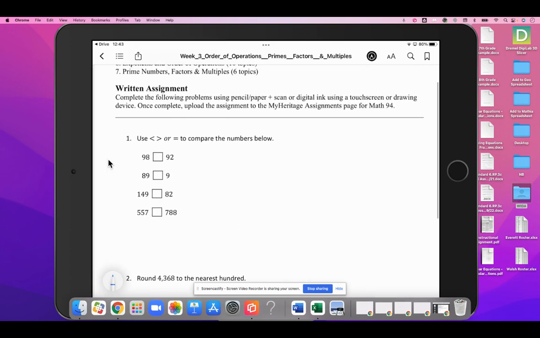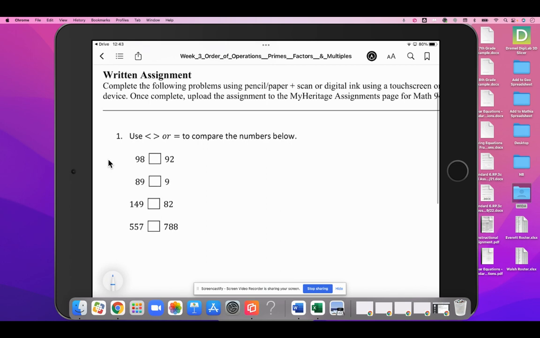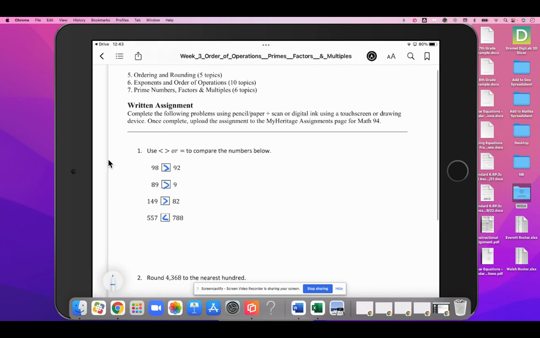What we're going to have is 98 is greater than 92. So it looks like that. 89 is greater than 9. 149 is greater than 82. And last but not least, 788 is greater than 557. Pretty simple on that one.